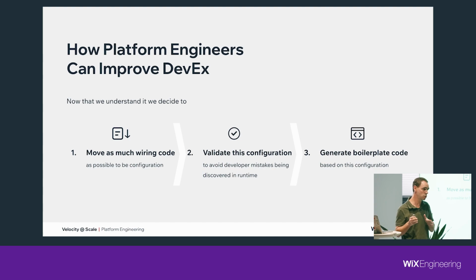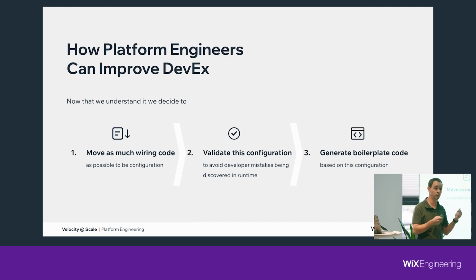So how can we achieve this? First, move as much wiring code to configuration. Example, I don't want to initialize an RPC client. I just want to say that I wish to talk to that service. Okay? I intend to RPC to that service. You generate a client for me. I don't want to write this code.